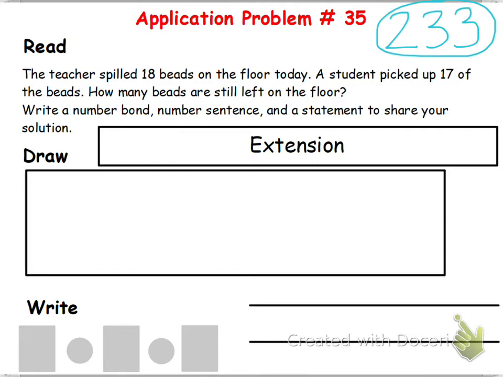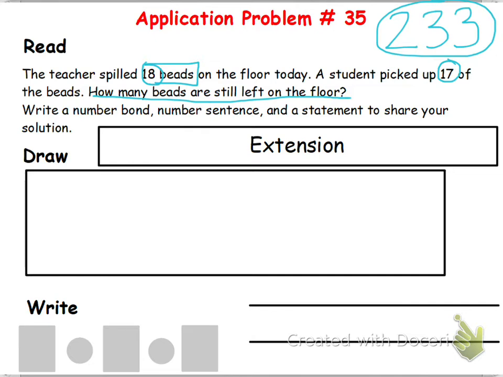I want you to have your pencil in your hand, and we're going to do cubes as we do this. It says the teacher spilled 18 beads on the floor today. So you circle 18 and then you box in beads. A student picked up 17 of the beads. How many beads are still left on the floor? See the question mark? I'm going to go all the way back. Then I'm going to write a number bond, number sense, and statement to share our answer or our solution.